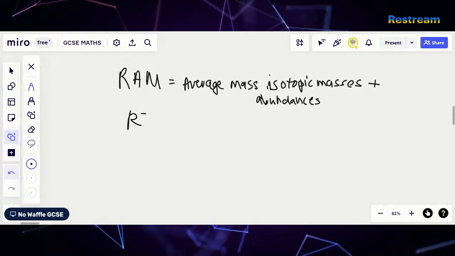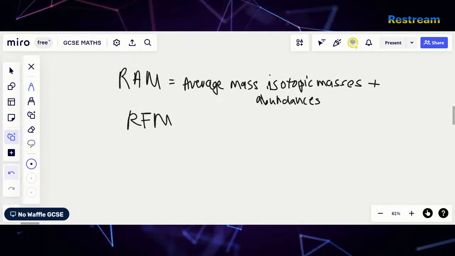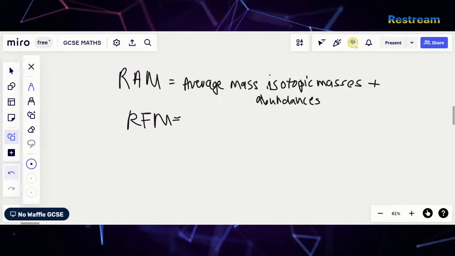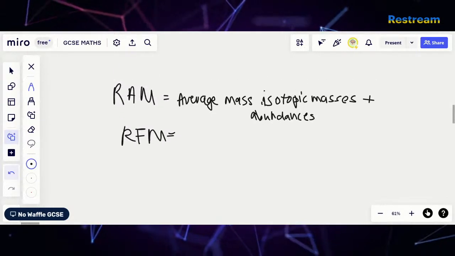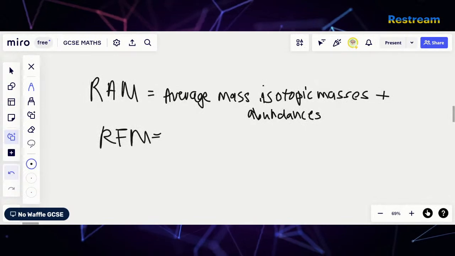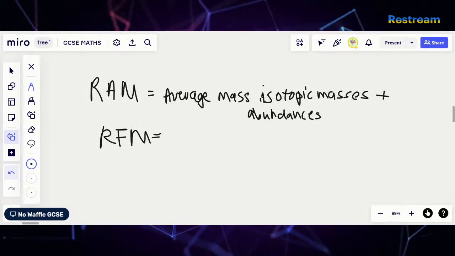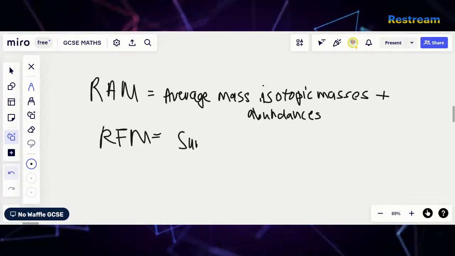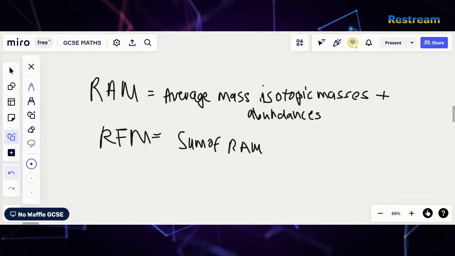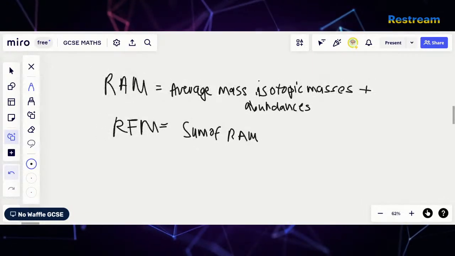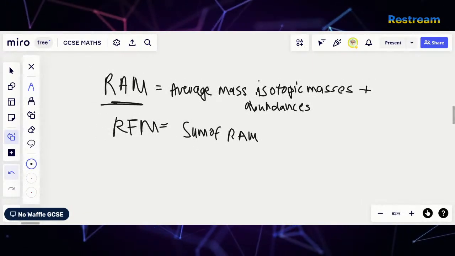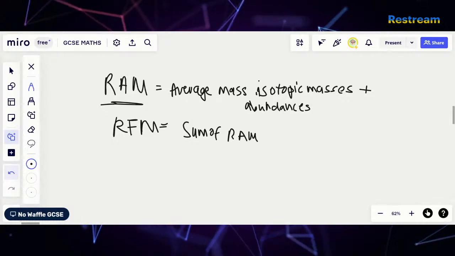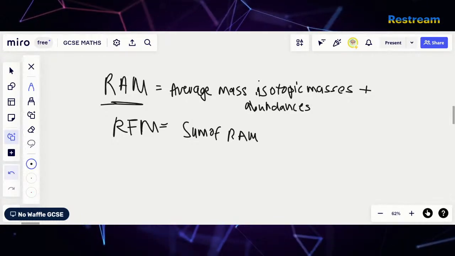Now we have relative formula mass. So what is relative formula mass? Because this is quite different. Relative formula mass is a sum of the relative atomic masses of the atoms in the numbers shown. So, sum of the relative atomic masses. Say if you wanted to find the relative formula mass of the reactants, it would be the relative atomic mass of each element added together. Okay, hopefully that makes sense.